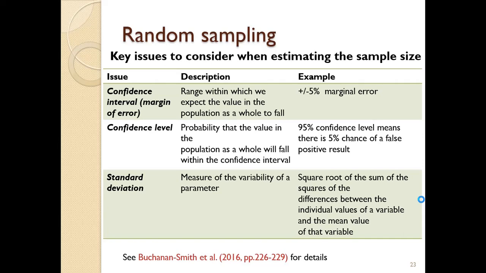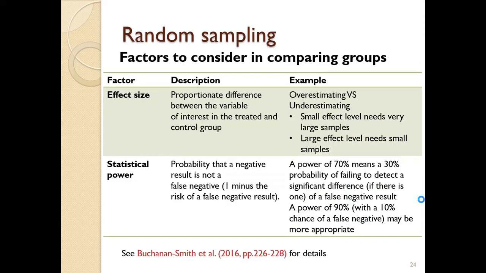You could look at all these from... I mean, of course, these are technical terms that need more experts to practice. But you can always do this. Then you have effect size, whereby if you overestimate or underestimate, that can have an effect on the evidence that you would generate. It has to do with the proportionate difference between the variable of interest in the treated and the control group. So this is more when you're doing comparisons between the two groups.